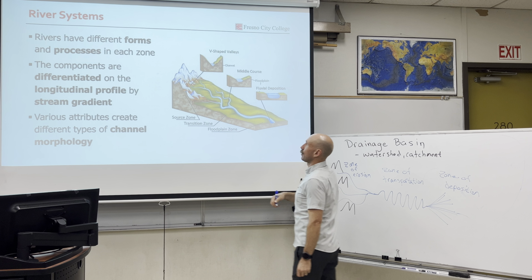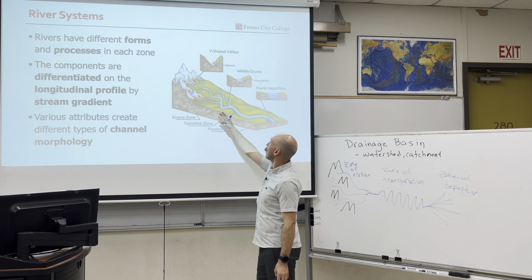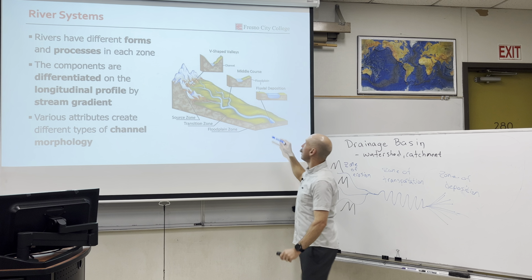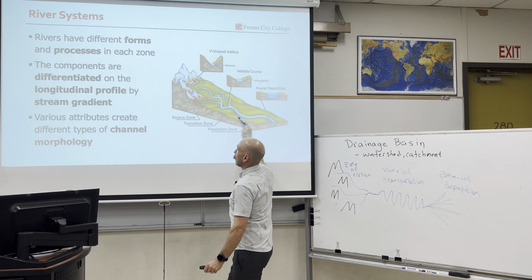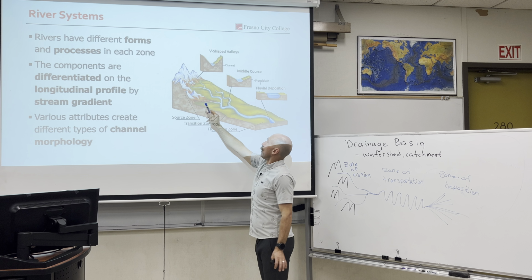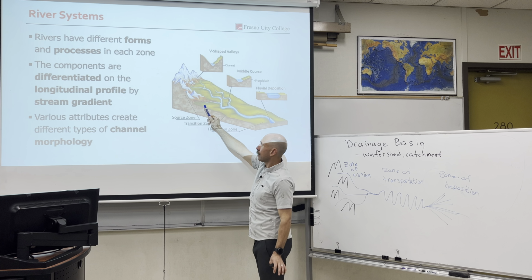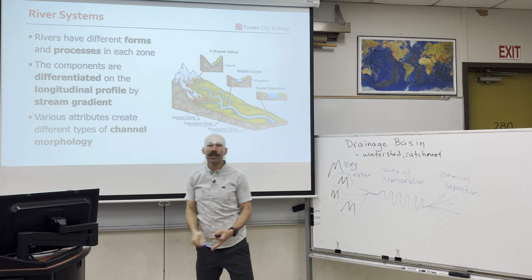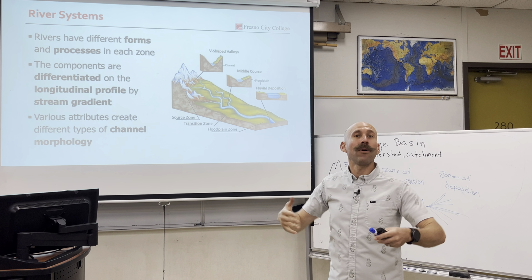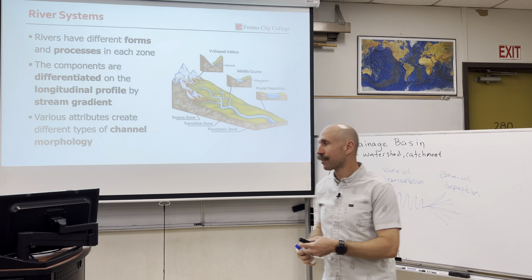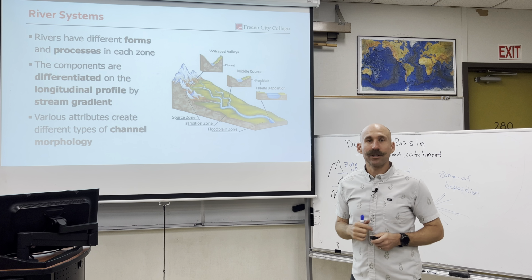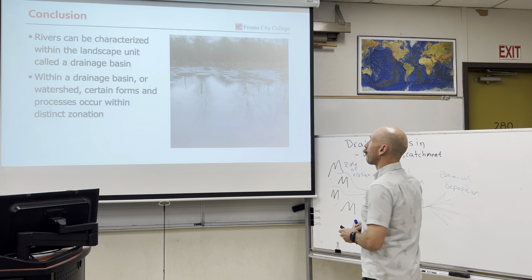So let's talk about river systems. Rivers have different forms and processes in each zone, differentiated by the longitudinal profile, which indicates what the gradient is. I think I mentioned this, but the attributes of channel form and process give it a very specific channel morphology that can be identified and understood so that we can know how water is shaping Earth's surface in order to utilize this essential natural resource for the greater good of all.